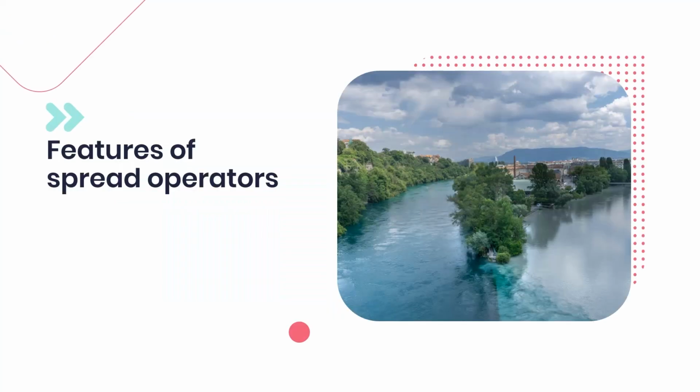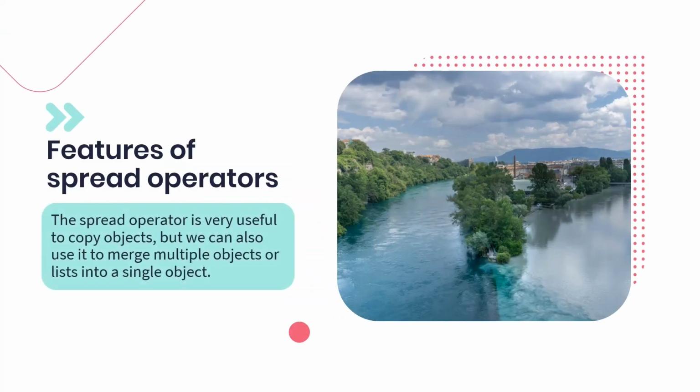The spread operator is very useful to copy objects. We can also use it to merge multiple objects or lists into a single object. Now let's have a look at some examples of merging lists and merging objects.